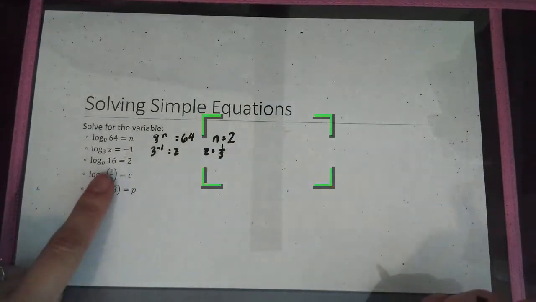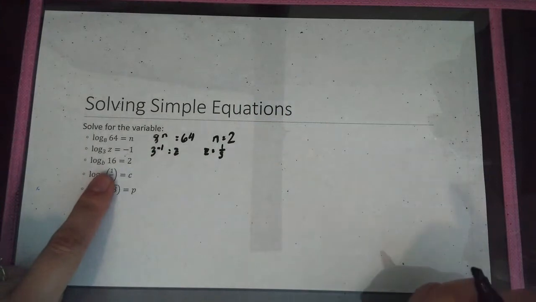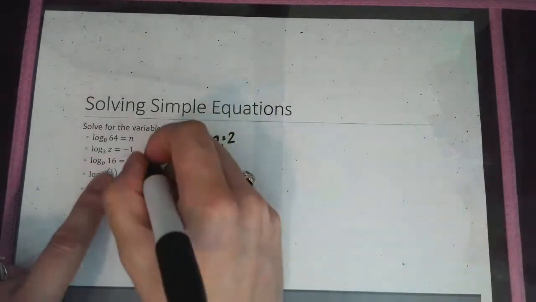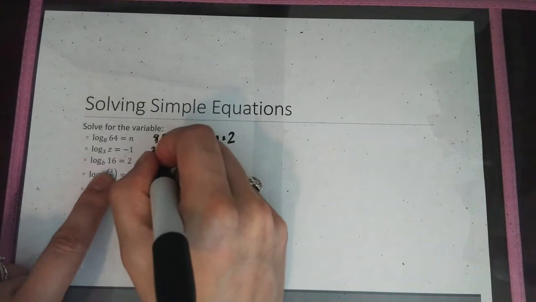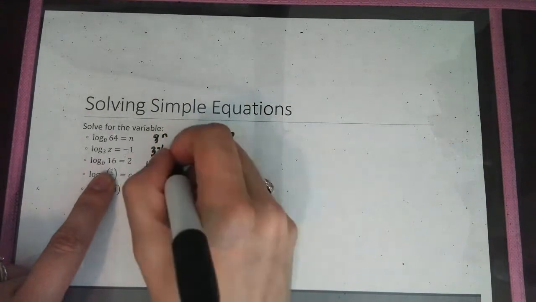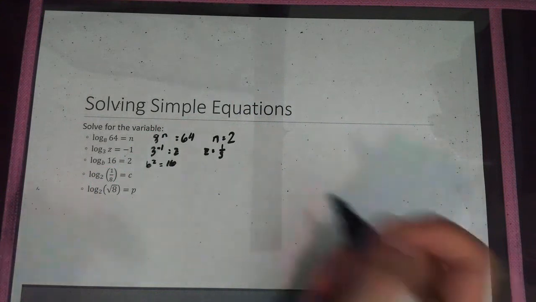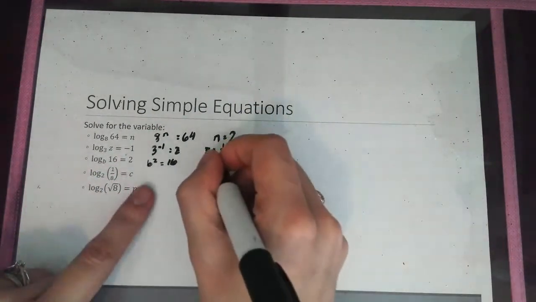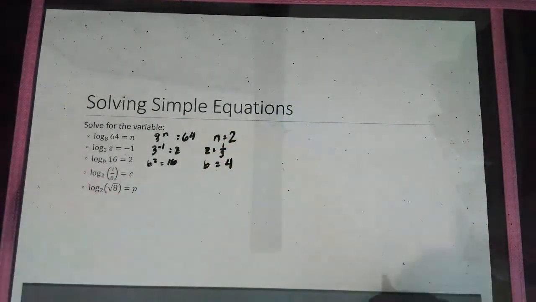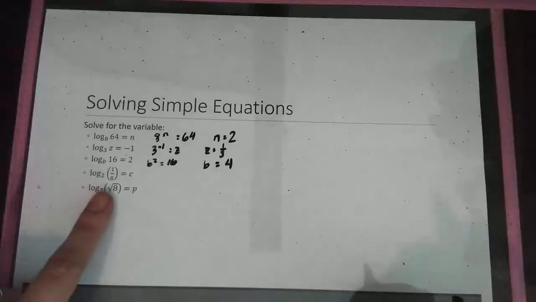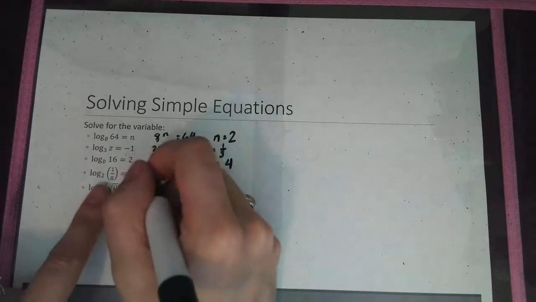Next up, we have log base b of 16 is equal to 2. Converting that, we'll have b squared equals 16. If you take the square root of both sides, you get b equals plus or minus 4, so positive or negative. But we said that our base needs to be positive, so we're only going to take the positive answer, b equals 4.